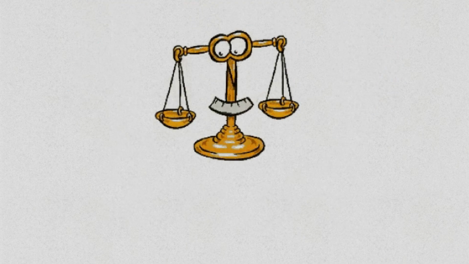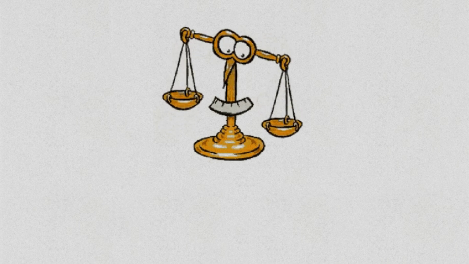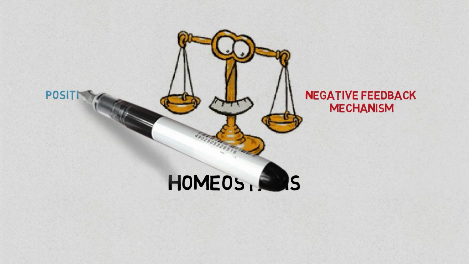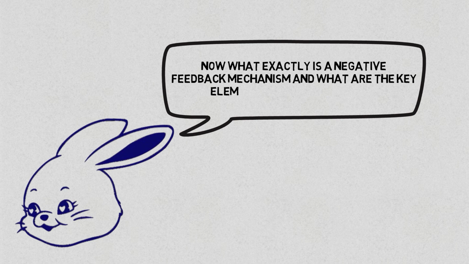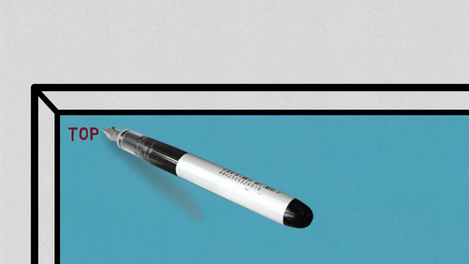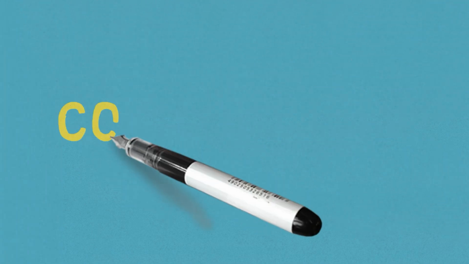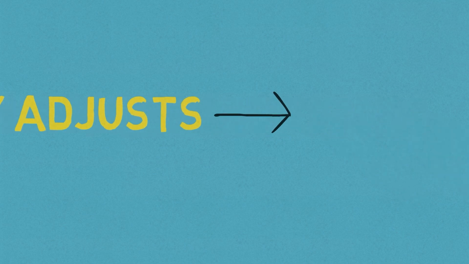Homeostasis is a process that ensures internal conditions remain nearly constant despite external fluctuations and changes. The two key ways this is done are through something called the negative and positive feedback mechanisms. Now, what exactly is a negative feedback mechanism, and what are the key elements that make it work? A negative feedback mechanism is a control loop that is most commonly used by the body to maintain homeostatic balance. When a change occurs, the body makes adjustments to ensure that things go back to normal.